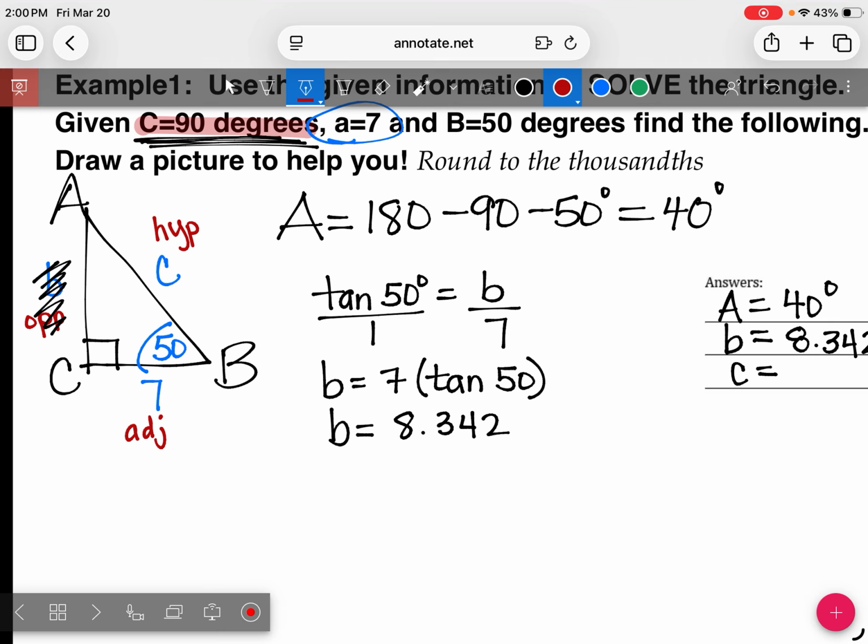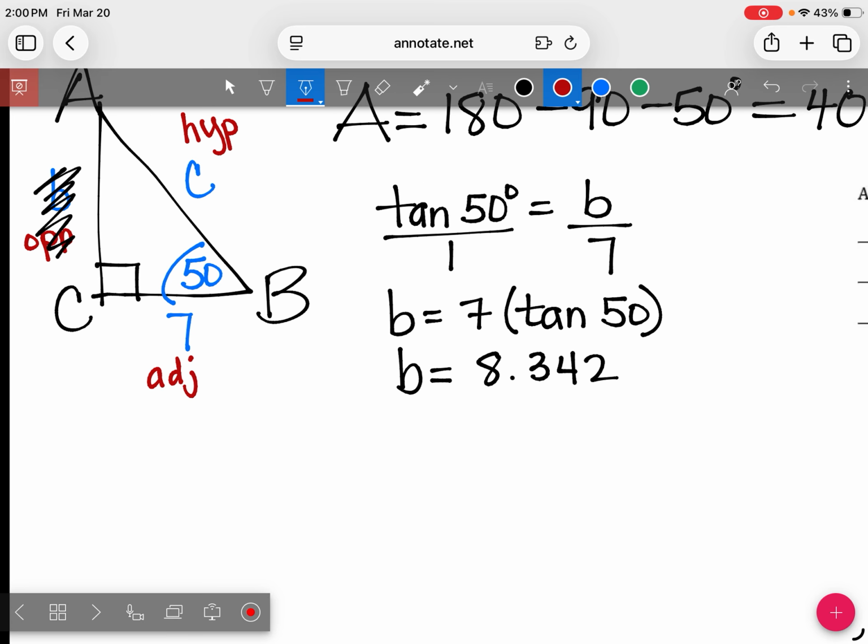SOHCAHTOA. So it would be cosine. So this is one option. I'm going to show you both. So you could do the cosine of 50 degrees equals adjacent over hypotenuse. So let's go ahead and do that.